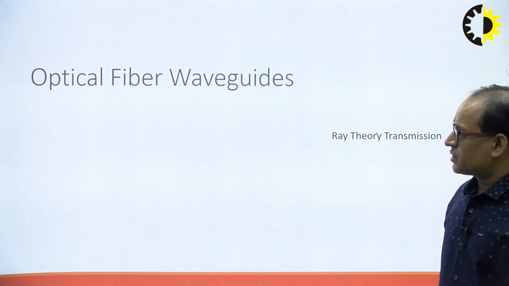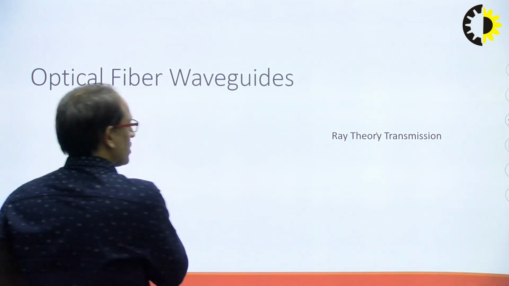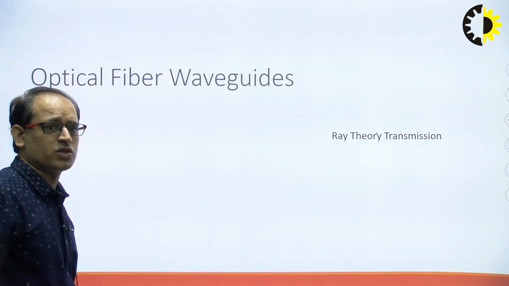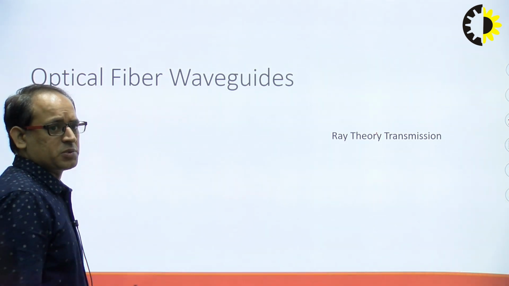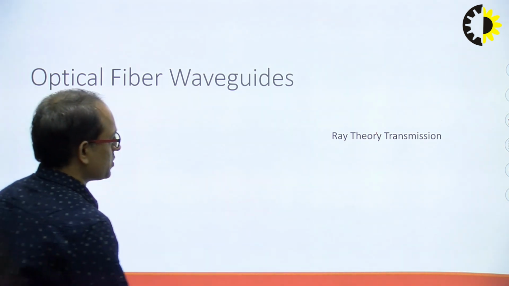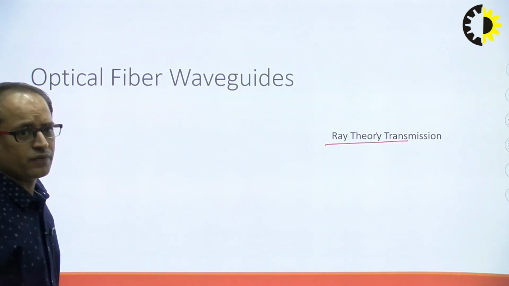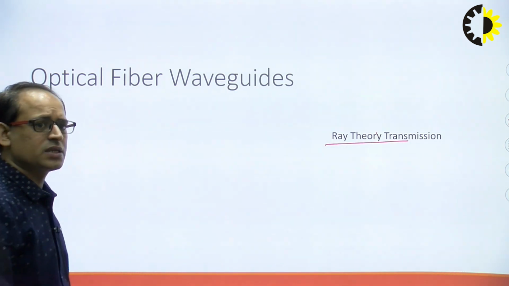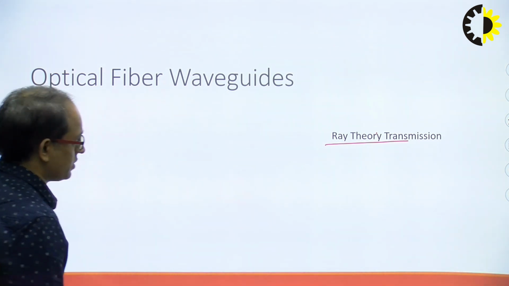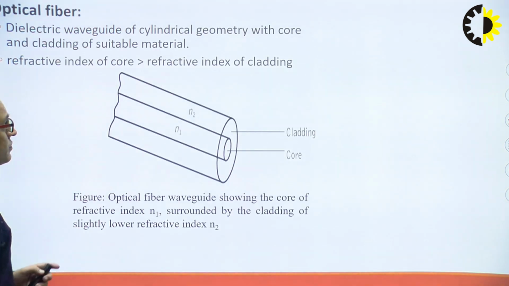Today we will discuss the two types of transmission theory in optical fiber communication. One is ray transmission theory, and the other is waveguide transmission theory, or wave theory transmission. In ray theory transmission, we consider that the light is traveling as a ray, and in wave theory transmission, we consider the light as traveling as a wave in a waveguide.